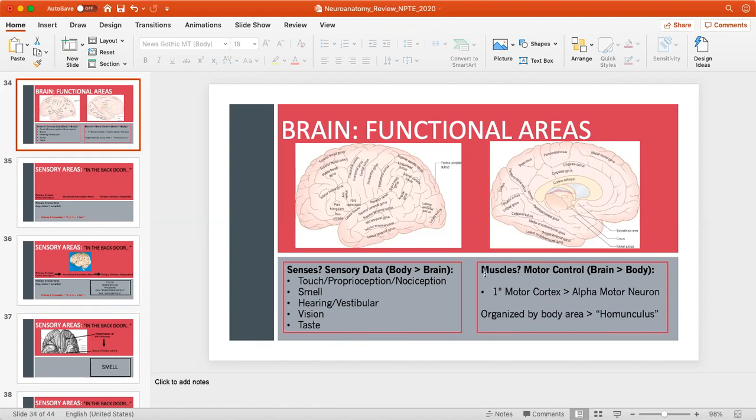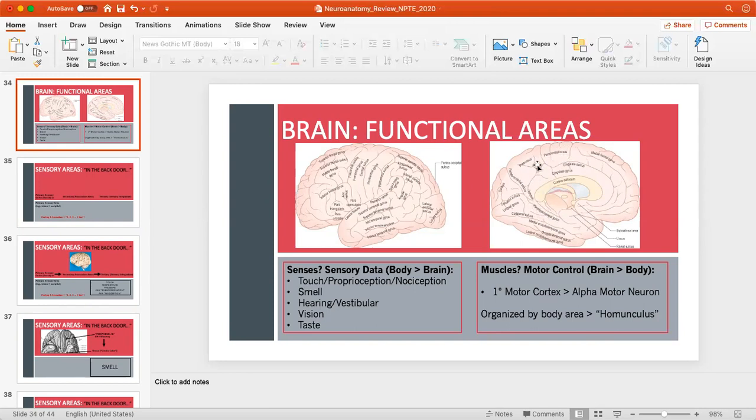And then we're also thinking about cortical areas that correspond with motor control or muscle function. So the primary motor cortex, talked about that a lot. So the precentral gyrus, going to the alpha motor neuron. So this is in the periphery, so brain traveling to body. And these areas, just like our sensory, our somatosensation, are organized in what's called a homunculus, or cortical areas assigned to different body areas. So homunculus, the little man.